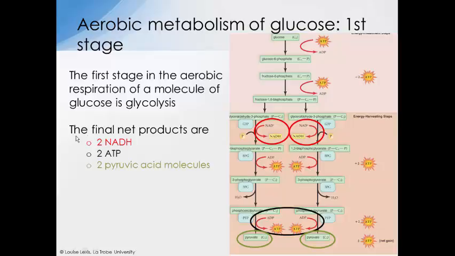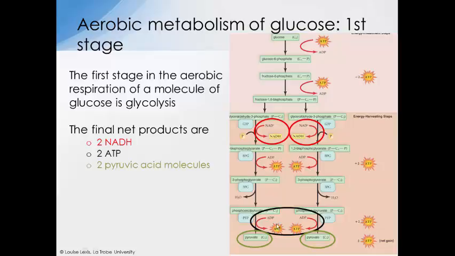The final net products for the first stage of the aerobic metabolism of glucose is 2 NADH, shown here, 2 ATP, and that's the same as anaerobic glycolysis, but instead of 2 lactic acid molecules, we have 2 pyruvic acid molecules, or 2 pyruvate molecules. So it's very similar, but there are some important differences.